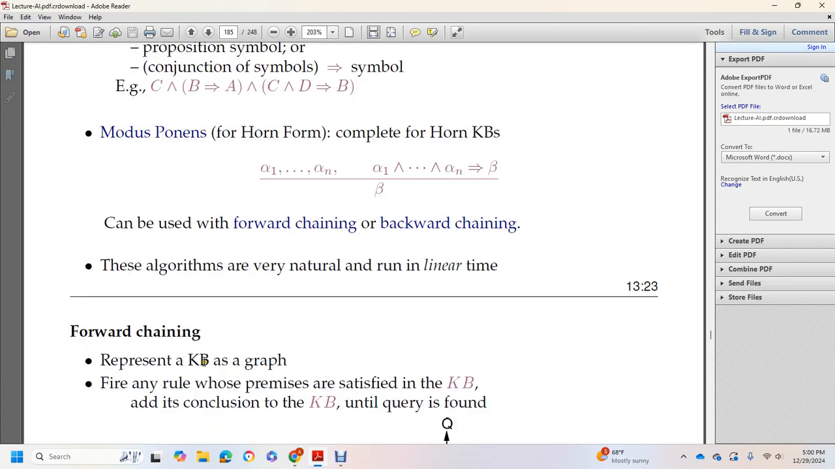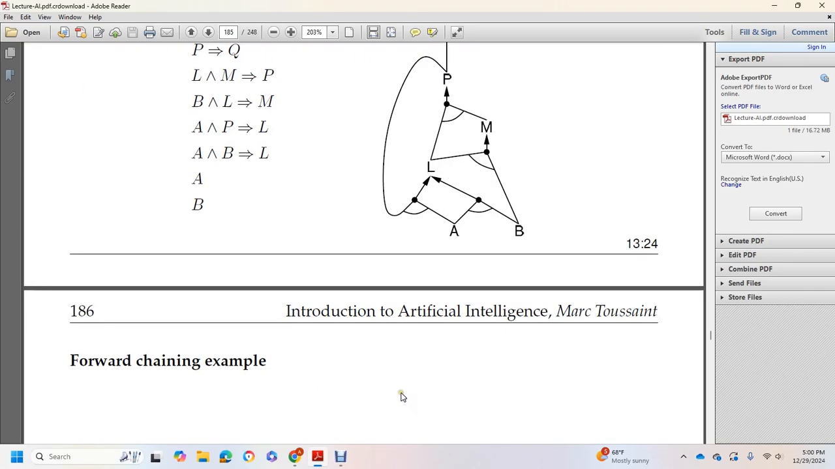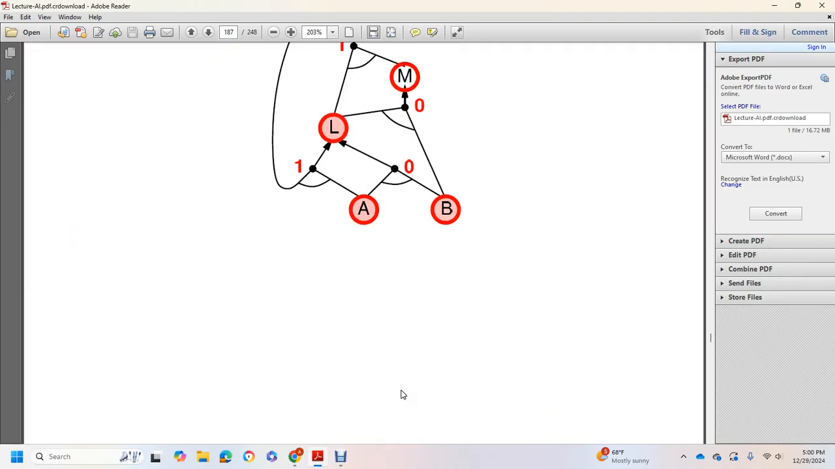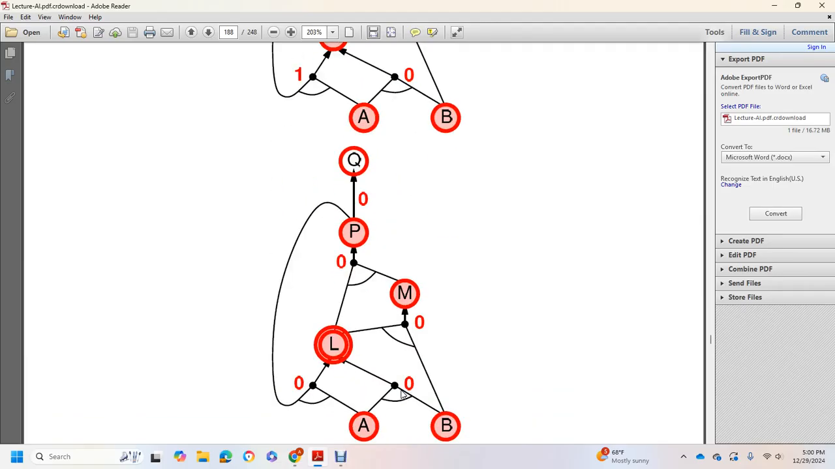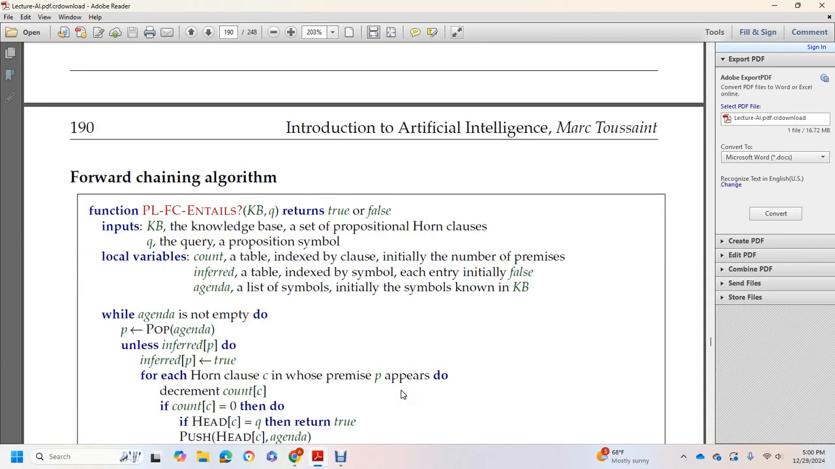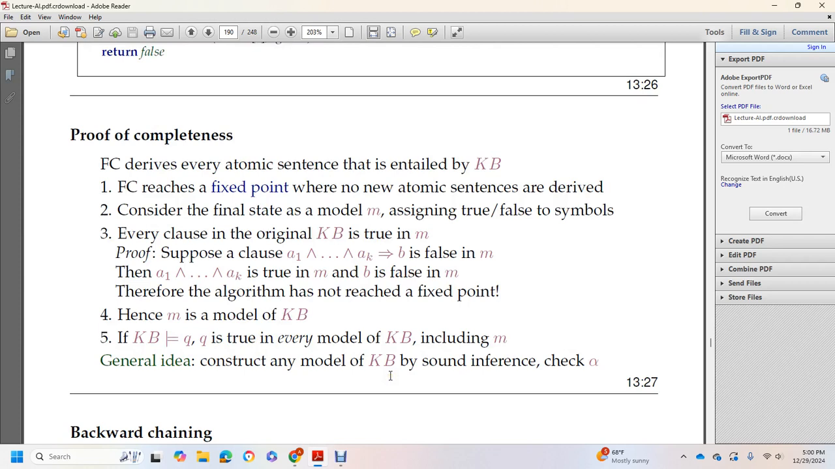Forward chaining represents the KB as a graph, firing each rule whose premises are satisfied, adding its conclusion to the KB until the query is found. Forward chaining examples. Forward chaining algorithm and proof of completeness: forward chaining derives every atomic sentence that is entailed by the KB. Forward chaining reaches a fixed point where no new atomic sentences are derived.